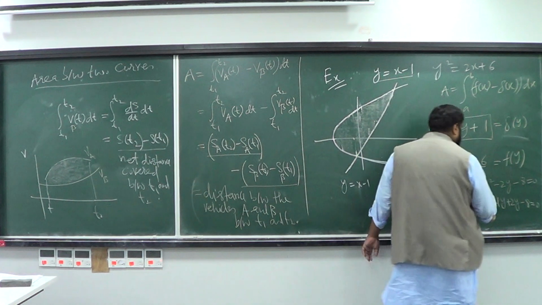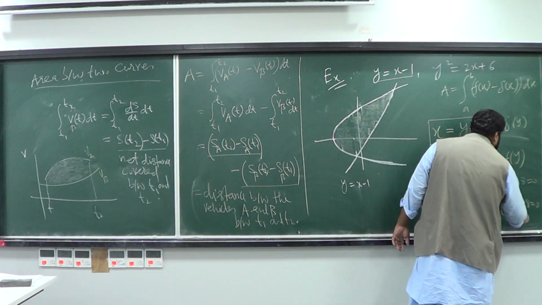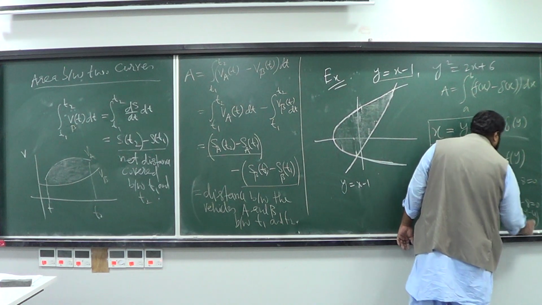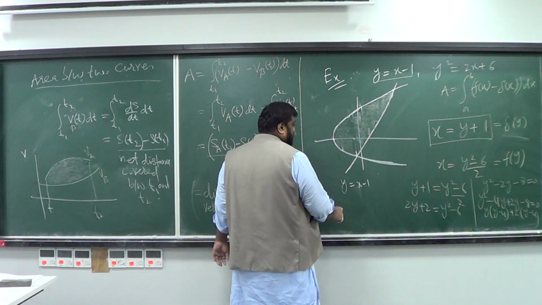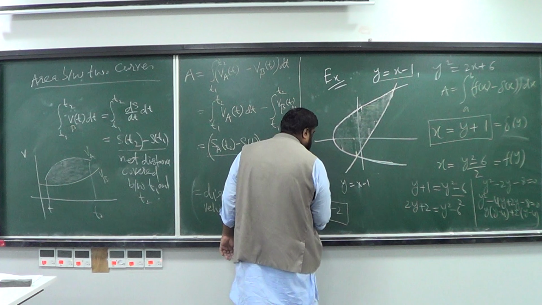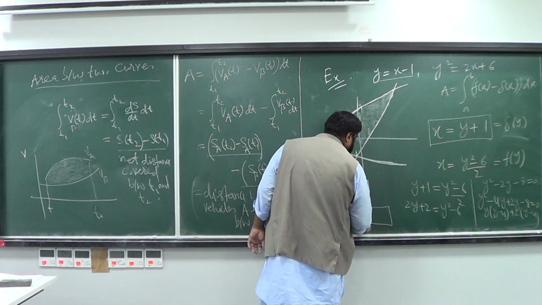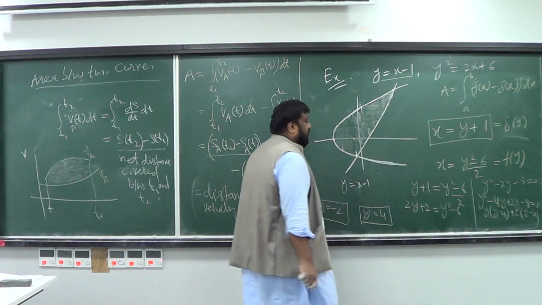So this is going to be (y minus 4) times (y plus 2). You're going to get two values. One value is y equal to negative 2, and the other value is y equal to 4 actually. So you got these two values.